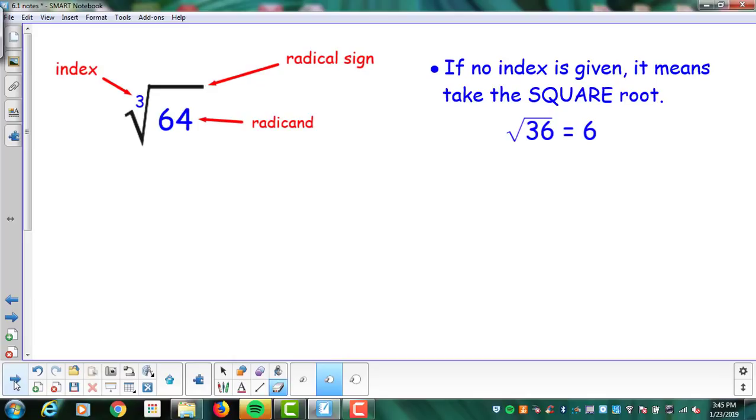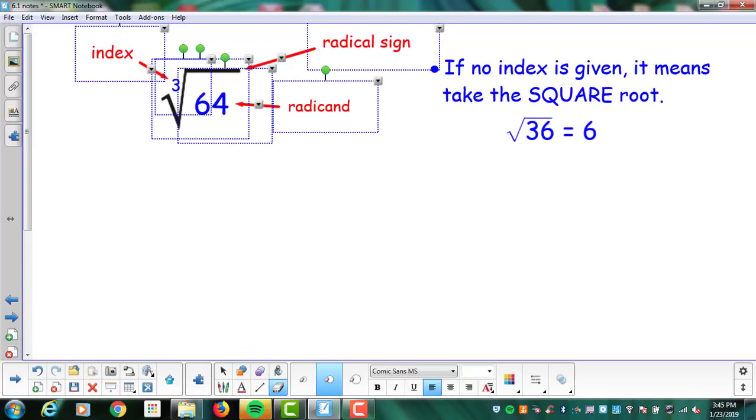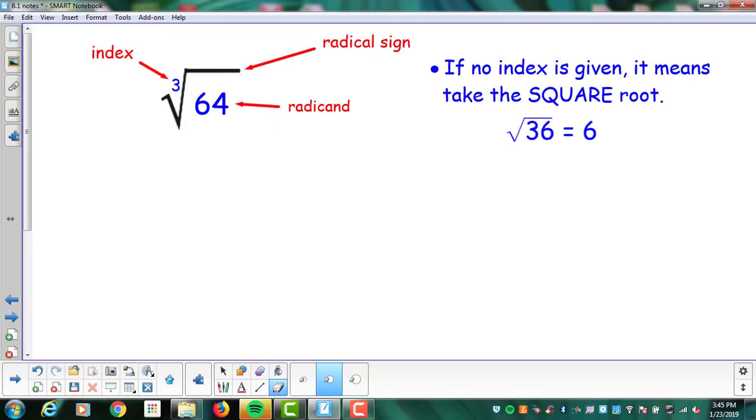So this is just some notation. The black symbol here, that's called the radical. The number underneath is called the radicand. And then the number that's in front here, that's called an index. And if there's not one written, it's an understood 2. But if it's anything else, there'll be a number there.